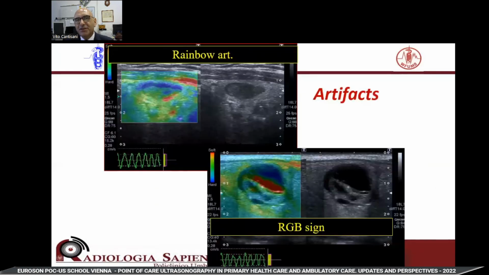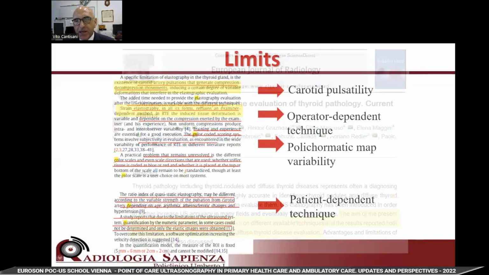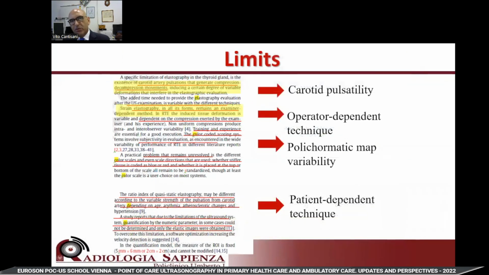And also you have to deal with some artifacts. The RGB sign, typical for a multi-layered cystic lesion, or the rainbow sign that we found in follicular aplasia of the thyroid, is another sign that can help us to downgrade the characterization of the lesion. I suggest you read some of our papers that we published in a special issue in the European Journal of Radiology, because we reported all the limitations of this technique.